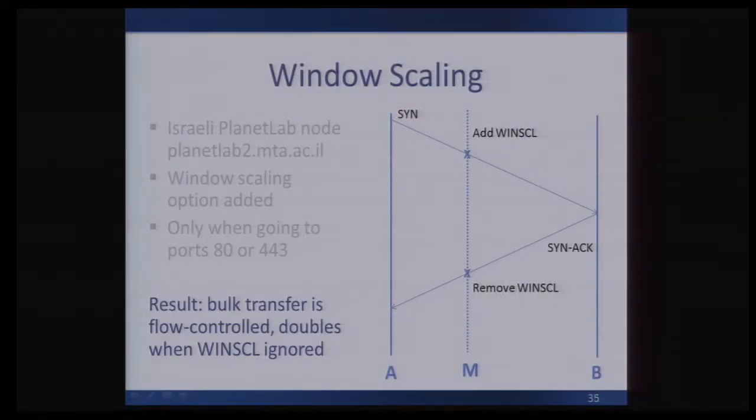What we did is we ran bulk transfer between our PlanetLab node and one of our server anchor nodes, and we observed that the transfer was obviously flow controlled. And when we told each end to ignore window scaling, the throughput doubled. So in this case, we emailed the owners of the node, and it turns out they didn't know about the behavior. The issue was on one of their provider systems, and they contacted their provider to get it fixed. Unfortunately, we don't know any more details about what it was, but the cool part is that hiccups detected something that even they didn't know was happening. It was a subtle issue that affected the whole campus, and they were able to get it fixed.